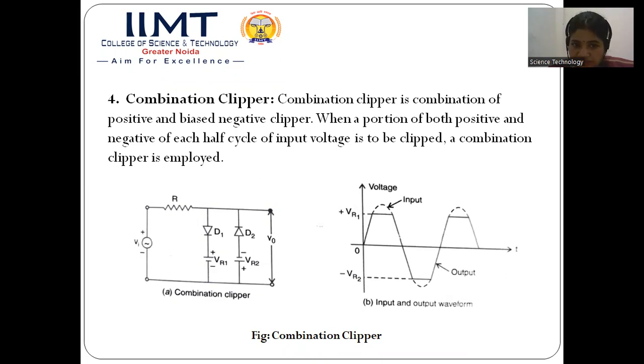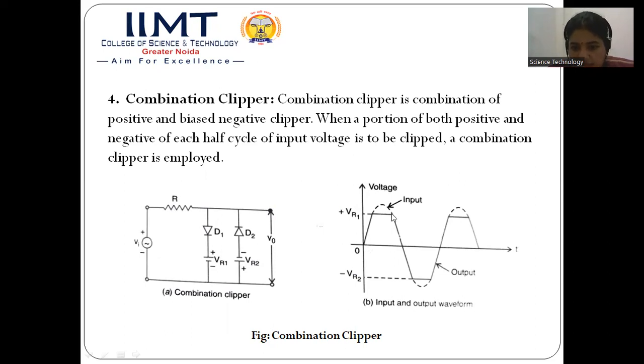So combination clipper, as the name says, is a combination of both, because in the bias clipper we have seen we are removing either a small part of the positive half cycle or a small portion of the negative half cycle. But if we need to do both ways, we need to remove both positive and negative half cycle, then we will basically combine the positive and negative biased clippers. So this is the combination clipper. So let us try to understand this.